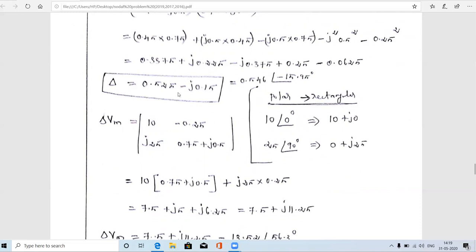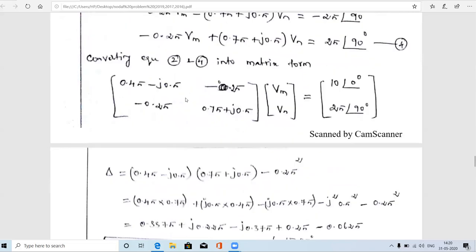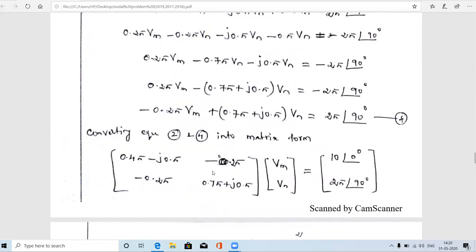If you want to convert into polar, using a calculator you convert this rectangular coordinate into polar. If you are converting, we will get 0.546 with angle minus 15.95 degrees. This is the rectangular answer. This is the corresponding polar answer. And the next one, we have to find del Vm.